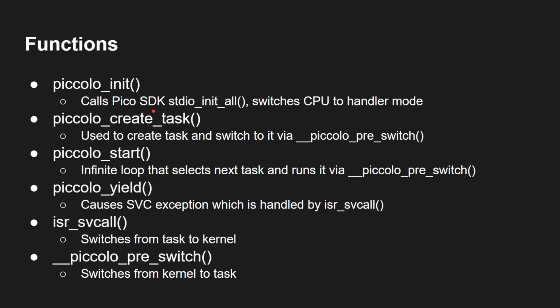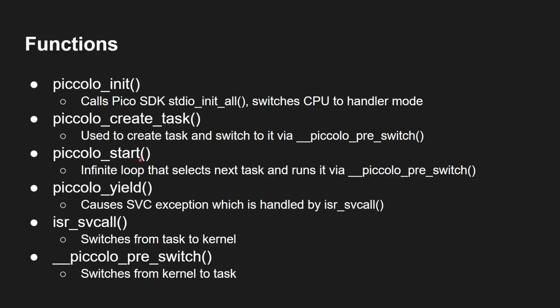Piccolo init calls the Pico SDK stdio init all, and then switches the CPU to handler mode. If you remember, we talked about this in the context switching video. Handler mode and thread mode. In handler mode, it's using the main stack, and it's what you do to handle interrupts, and you get there via an interrupt. And then thread mode is the task that runs. Create task is used to create a task and switch to it via Piccolo pre-switch, was the function that we saw defined there in the ARM assembly code.